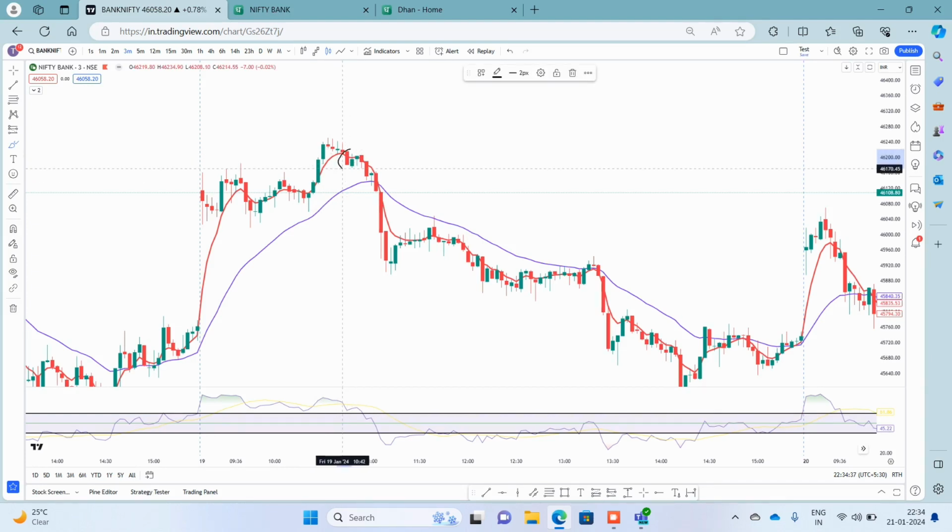This is a Marubozu candle. Okay, closing below 5 EMA. This will be our entry, this will be our SL, and you see how many points you got in this trade. Okay, where will be our next entry again?